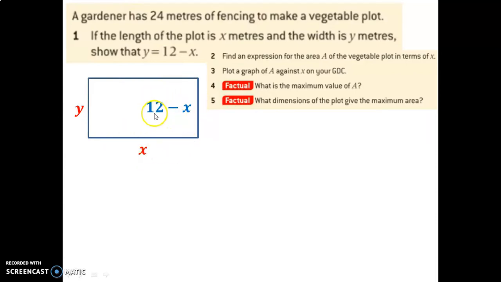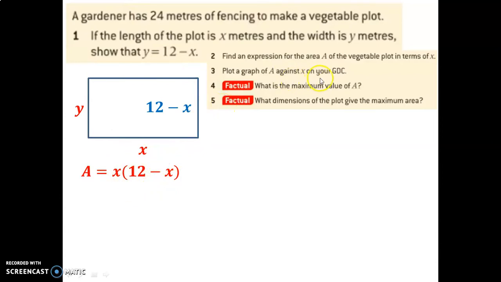So number 2, find an expression for the area in terms of x. Normally we'd say area is just y times x, but now we can write an area in terms of x only. So area is x times 12 minus x. Instead of saying x times y, we can say x times 12 minus x, and now we have an equation in terms of one variable, which makes it much easier to work with.